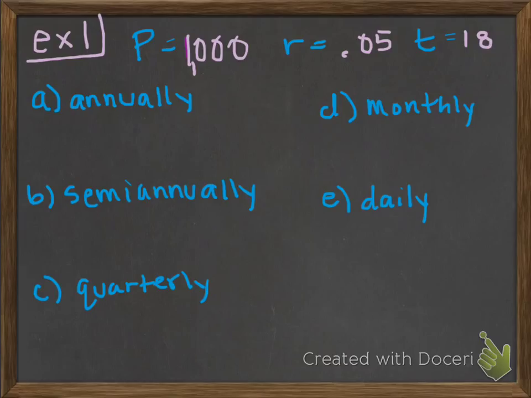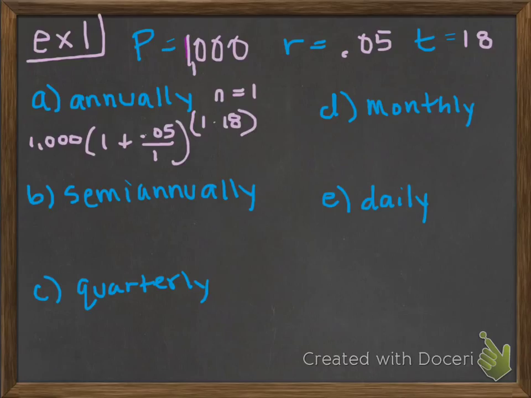So for annually, that means n equals 1. So in the formula, we would have 1,000 times the quantity of 1 plus 0.05 divided by 1, raised to the 1 times 18 power. Now again, obviously you need a calculator to type all this. If you don't have a TI calculator, what I would do is 0.05 divided by 1, add the 1 to it, then raise it to the 18th power, and then multiply your final answer by 1,000. So the final answer for this would be 2,406.54.